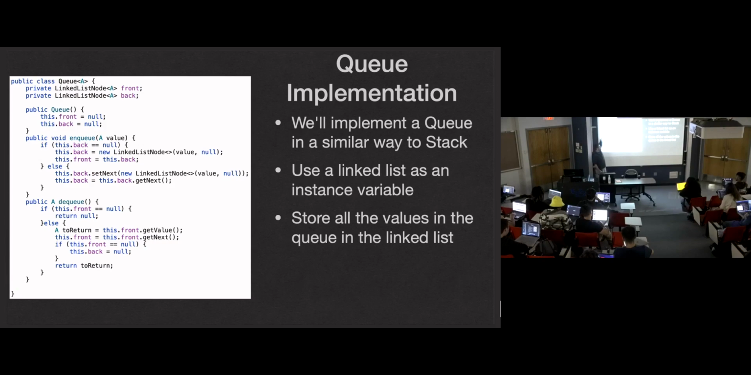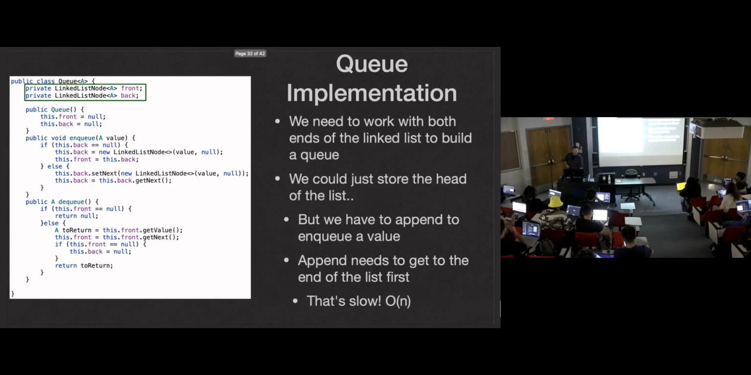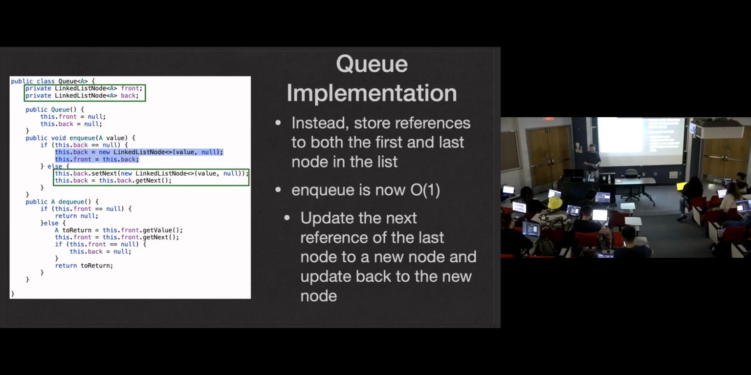And here's our implementation. It's very similar to a stack with one big difference is that we have to work from the front and back of the queue. If we only stored a reference to the head of the linked list that we're going to use, then whenever we have to append to the back of the queue, we have to do an O of n operation, which is way too slow. We don't want that. We want these both to be O of 1. Our solution to this is to store a second reference, which is going to be a reference to the back of the queue, and then we're going to update front and back as we go through the queue.